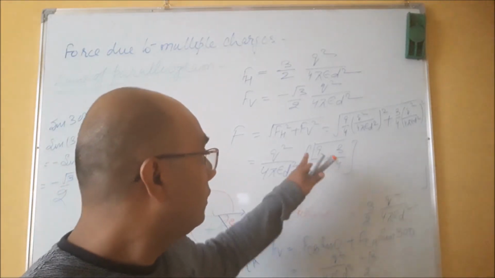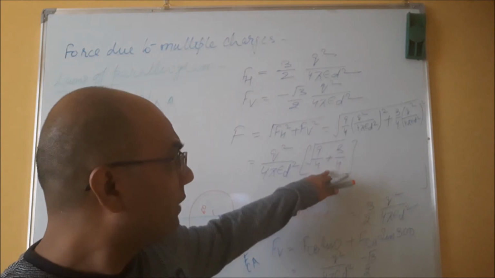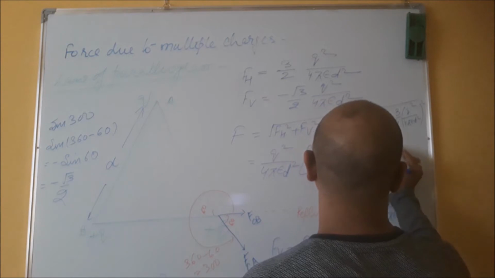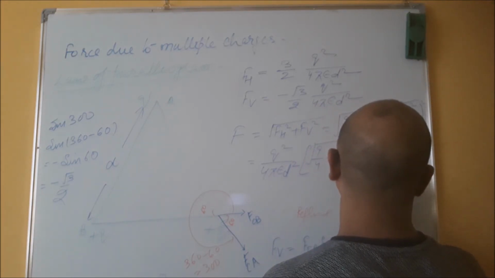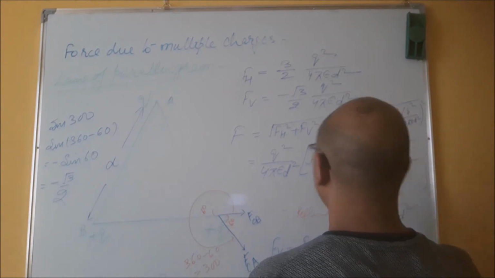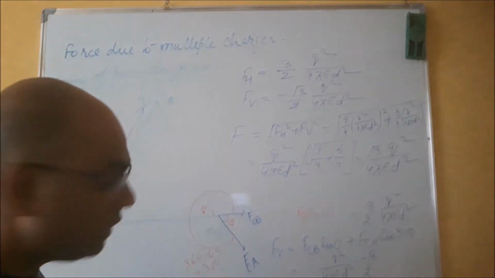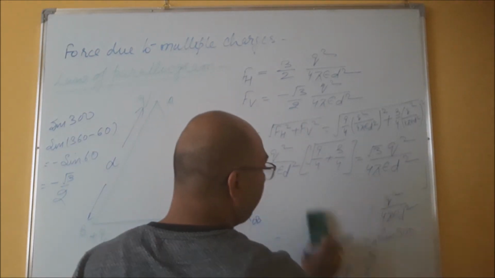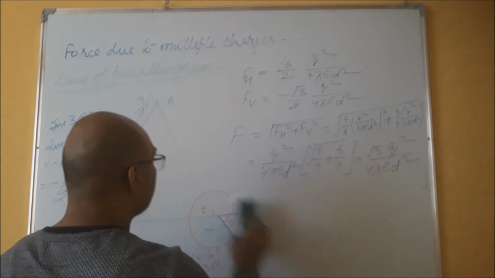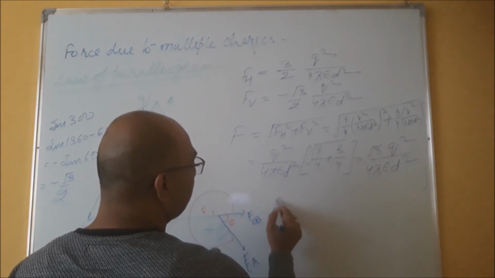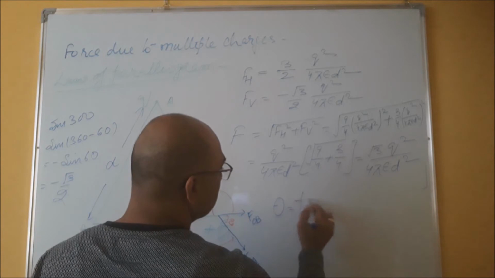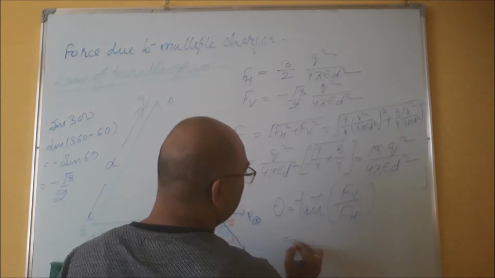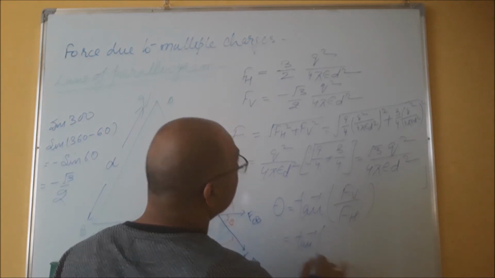Okay, so when you solve this, you will get root 3. So what will be the value? Root 3 q square upon 4 pi epsilon d square, right? And also if you want to know the direction, what you will do: the direction theta is tan inverse FV upon FH. So tan inverse, what is the value of FV?